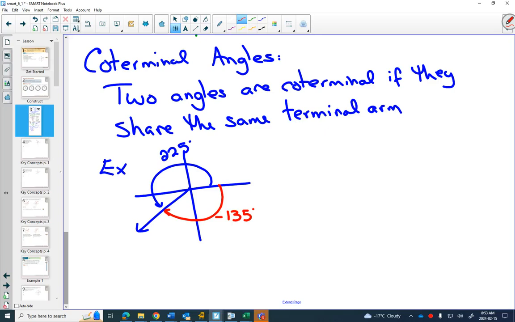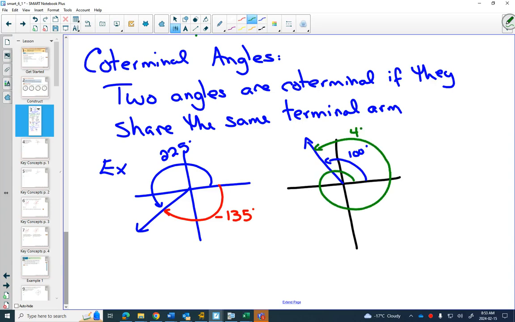Negative 135 degrees and 225 degrees end in the same spot. So we would say they're coterminal. Another example. 100 degrees and 460 degrees are coterminal because they end in the same spot.